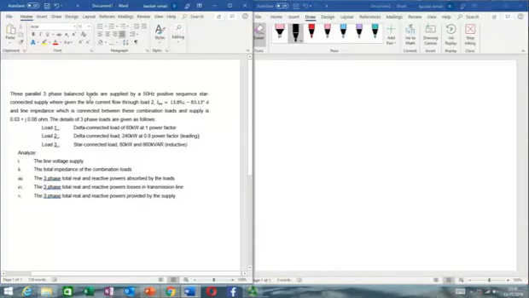Basically, we have a three-phase balanced load which is supplied by a 50 Hz positive sequence star-connected supply. The line current flowing for load 2 is this value, and then we have a line impedance between the loads and supply, which is this value. Here are the details on loads, where we have two delta-connected loads and one star-connected load.